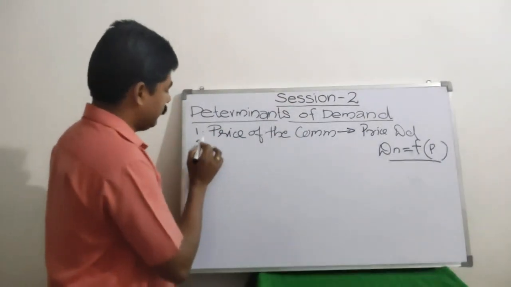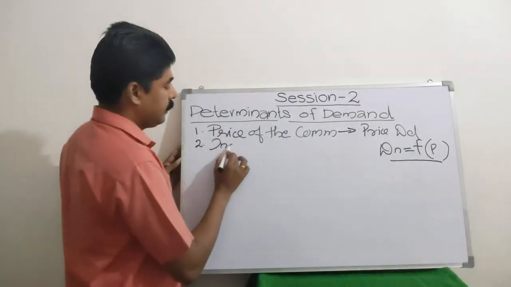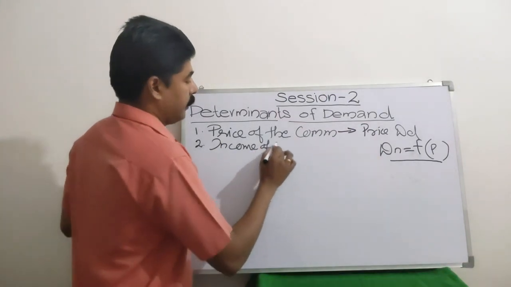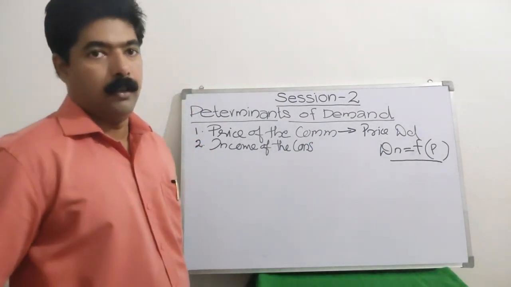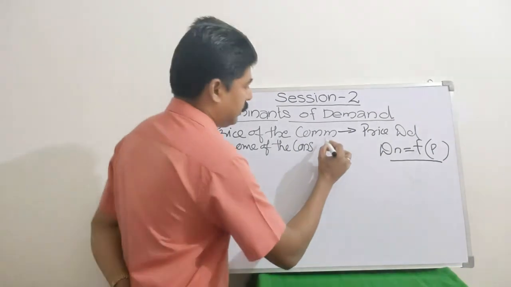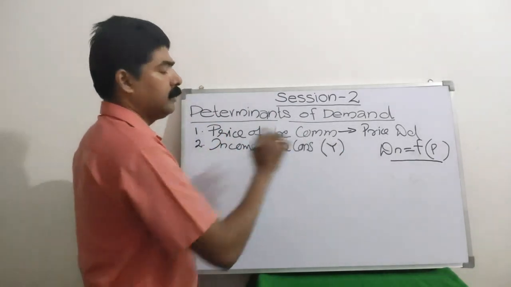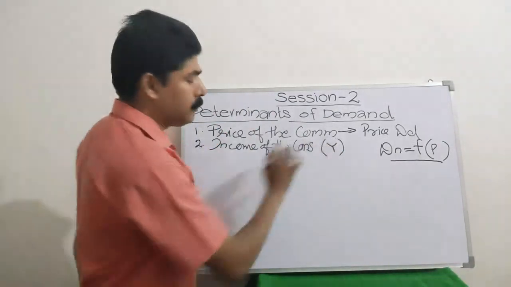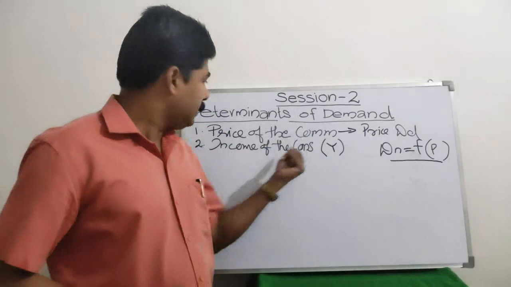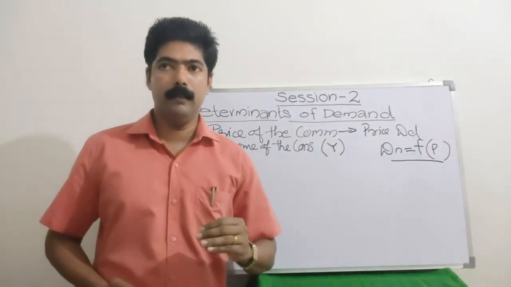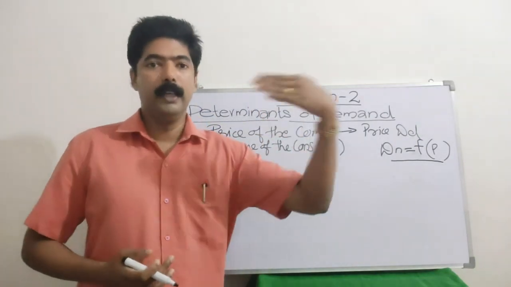The second determinant we have is the income of the consumer. You can just note it down. In economics, we generally use the letter Y for income, so in brackets you can write Y, which denotes income of the consumer. What type of relationship will you see with income of the consumer? Income of the consumer means the purchasing power of the consumer according to his or her income.